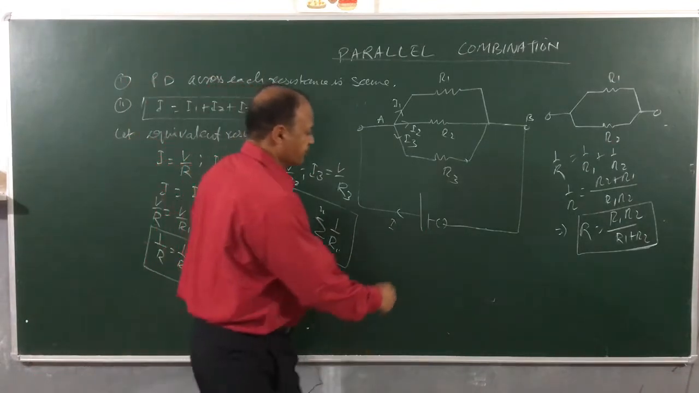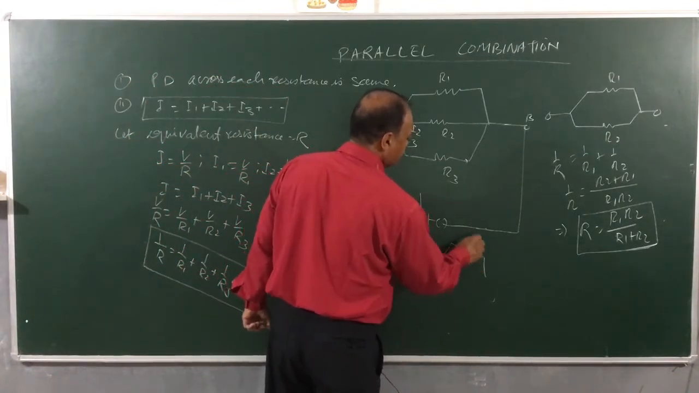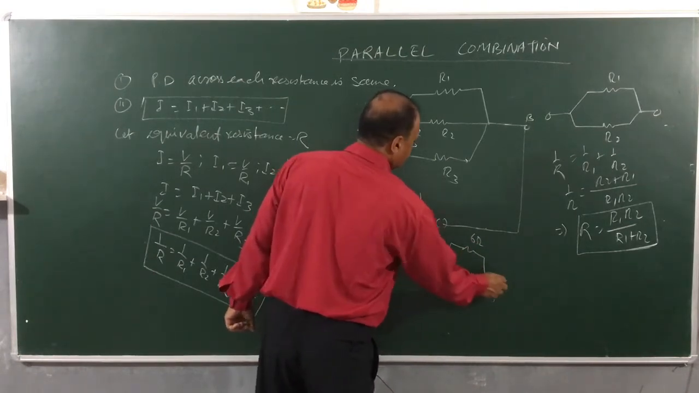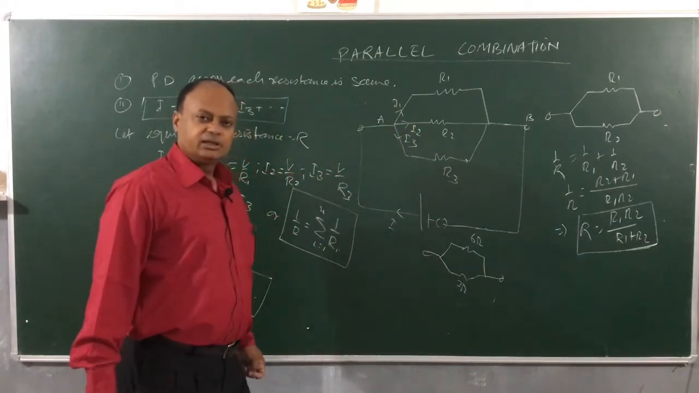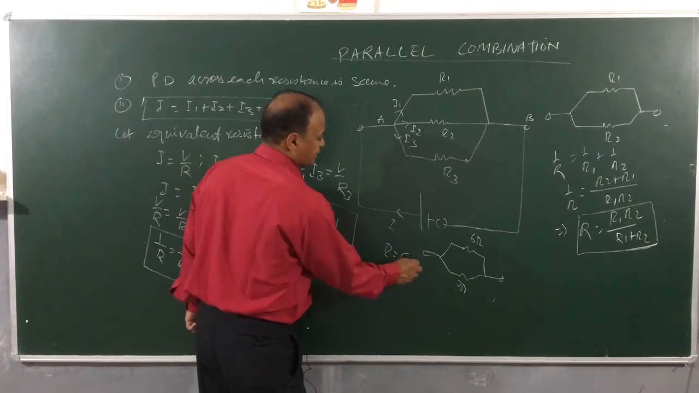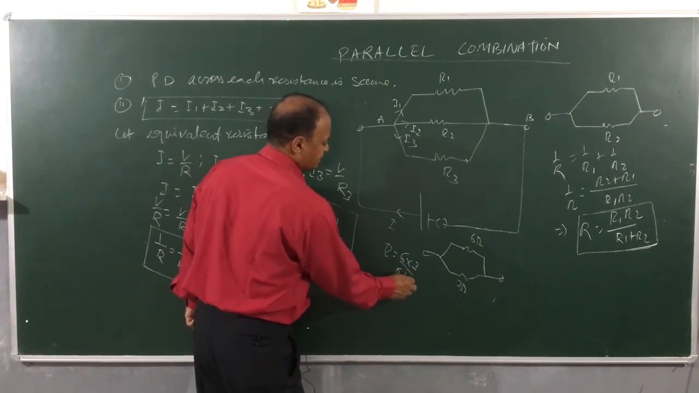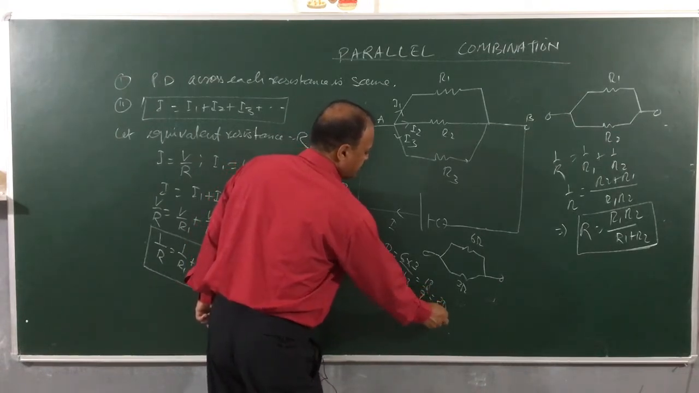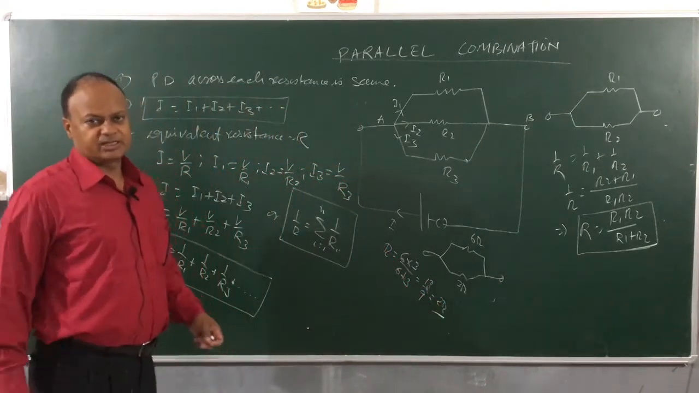For example, suppose I have a combination, this is 6 ohm and this is 3 ohms. I want to calculate how much is the equivalent resistance. So, I will directly use R is equal to 6 into 3 divided by 6 plus 3, which is 18 by 9, that is 2 ohms. So, you can directly use this in numericals, right.